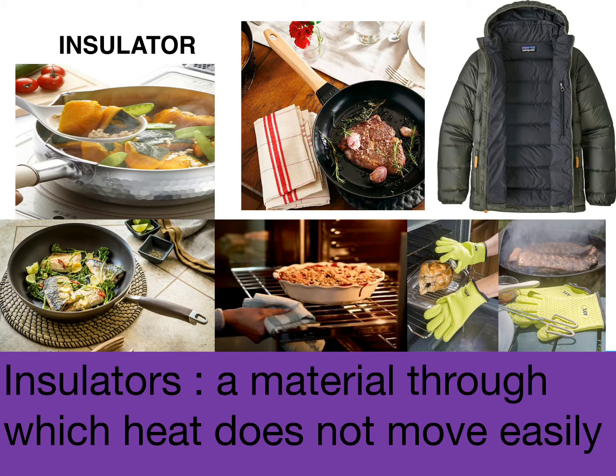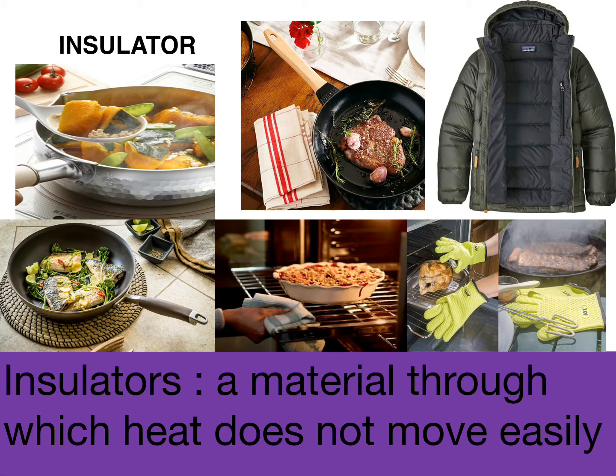So how does your mother protect her hand? Yes, she either uses a piece of fabric or oven gloves. And you know that oven gloves are made of a thick material. Heat cannot move through it easily. Oven gloves are insulators. So an insulator is a bad conductor of heat. Or you can say an insulator is a material through which heat does not move easily.